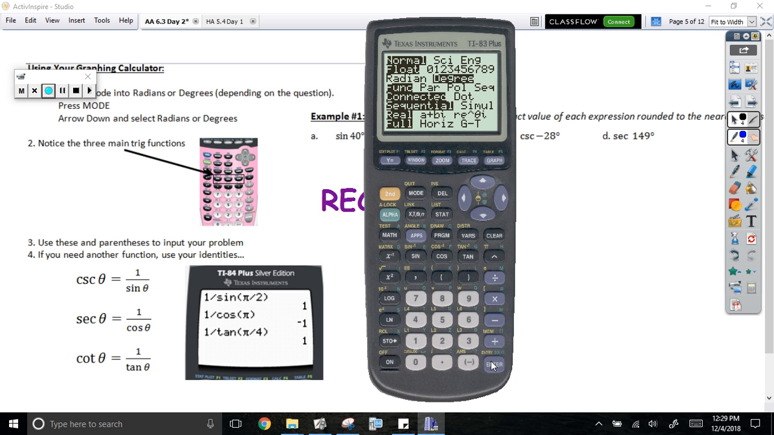Now some students say, how do we know if it's supposed to be in degrees? You'll see a degree symbol. Radians doesn't have a degree symbol, and it has a pi. So if it has pi in it, you need to change back to radian.